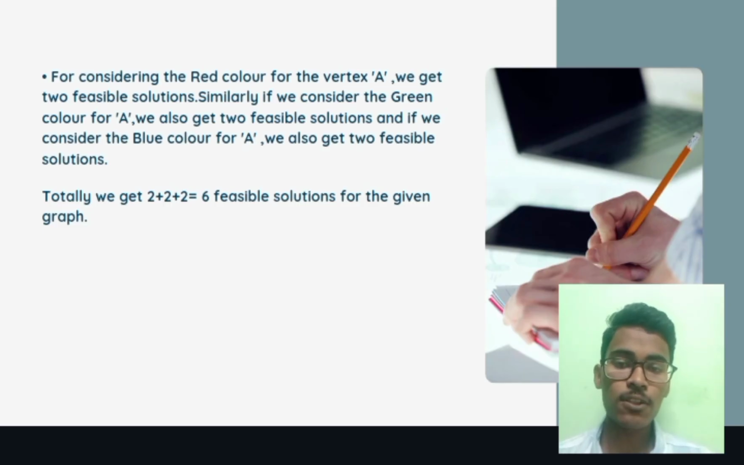So here is the gist of the problem. Considering the red color for vertex A, we get two feasible solutions. Similarly, if we consider the green color for vertex A, we also get two possible solutions, and if we consider the blue color for vertex A, we also get two possible solutions. Totally we get 2 plus 2 plus 2 is equal to 6 feasible solutions for the given graph.